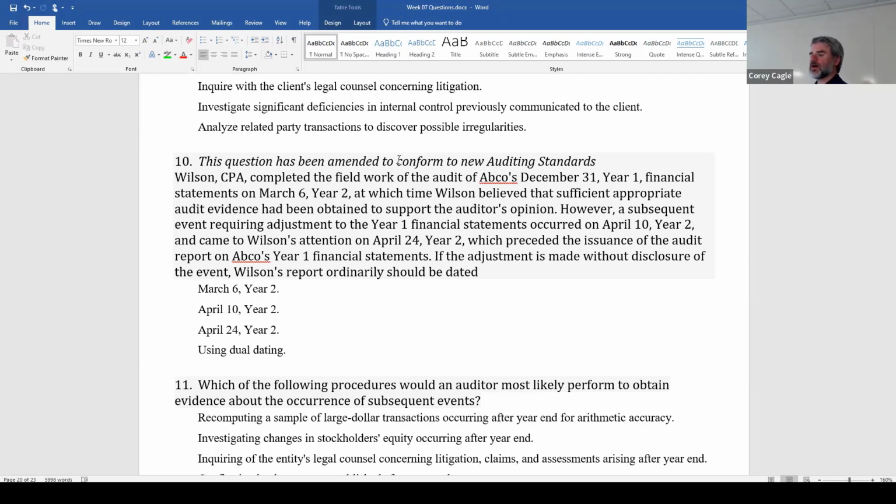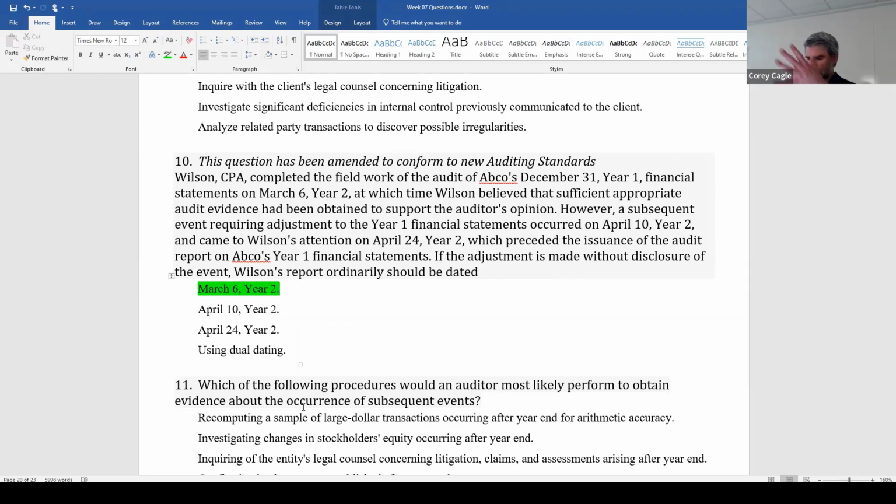It's a lot of content for kind of an easy question. If the adjustment is made without disclosure of the event, what should they date the report? They're sticking with the date that they obtained sufficient appropriate audit evidence. They're going to stick with March 6th, year 2. That's what they're going to do. They don't have to, it's subsequent.